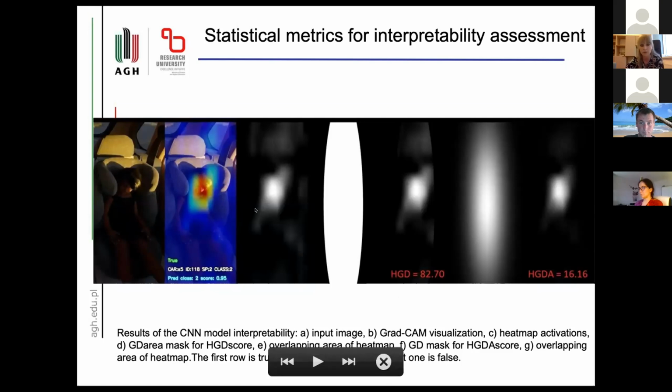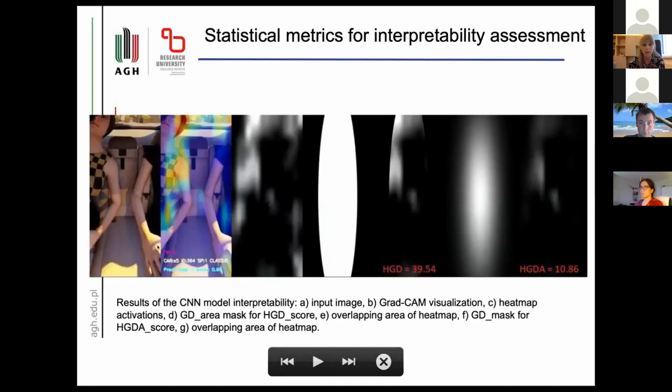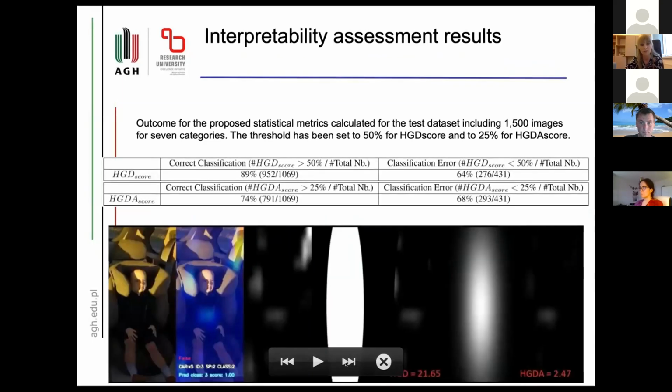So it ensures us that the algorithm has concentrated in the center of the image to make the final classification. On the other hand, for false classification, we see that the algorithm is concentrating on the left and right side, below 50% concentrating in the middle. So this is a false classification.